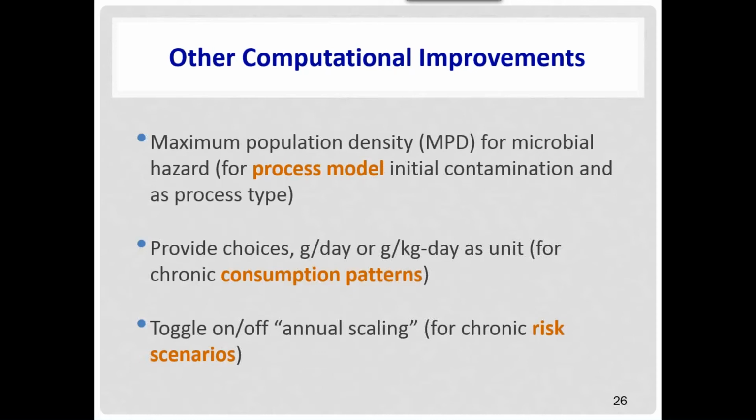By now, we all know that FDA-iRISK can compare risks from multiple food hazard pairs. Another computational improvement is the ability to turn off a feature called annual scaling. This feature was always on in version 1 because it's required for risk ranking involving food hazard pairs that include both microbial and chemical hazards. New in version 2 is the ability to turn the annual scaling feature off when you run a report on chronic risk scenarios, which is useful to compare lifetime risks.